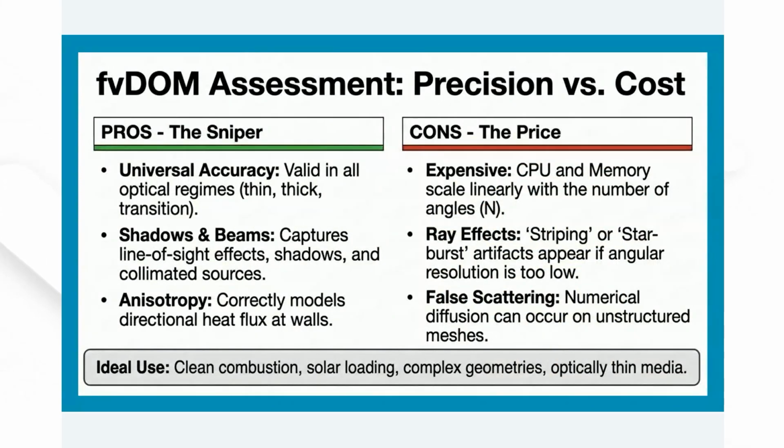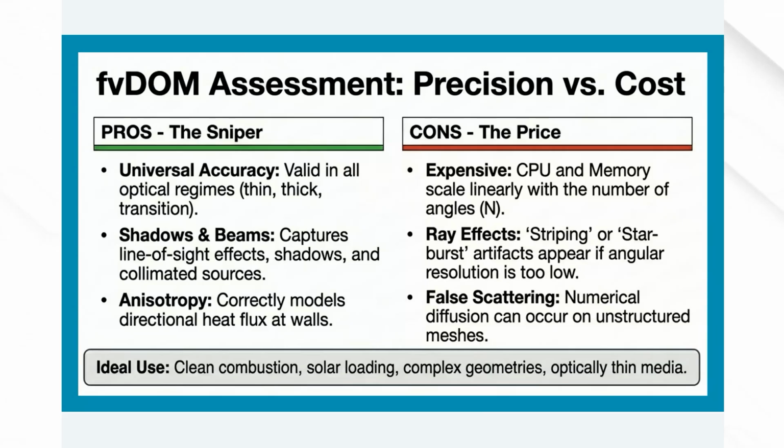Coming to the pros and cons of FV-DOM itself, if P1 was a workhorse, then FV-DOM is like a sniper. It's a precision instrument designed for specific high fidelity targets. Its greatest strength essentially is universal accuracy. So unlike P1, which fails in clear air, FV-DOM is valid across all optical regimes, whether the medium is optically thin, thick, or somewhere in between. Because FV-DOM tracks discrete rays, it actually captures the physics that P1 ignores. So things like shadows and beams, FV-DOM actually understands line of sight.